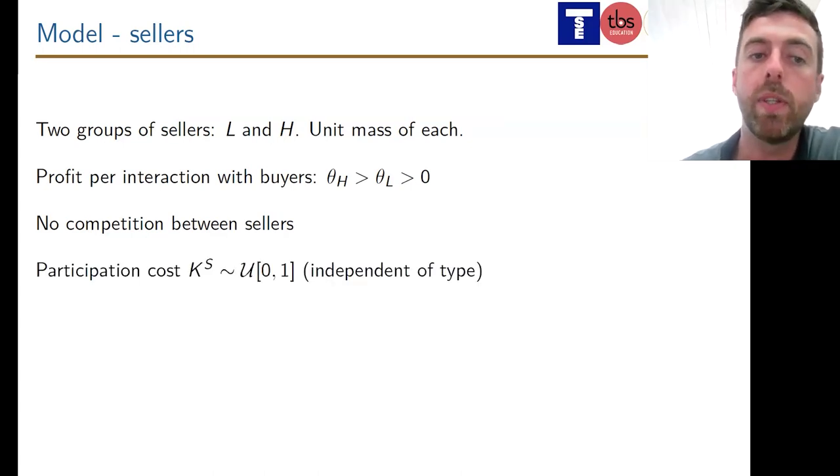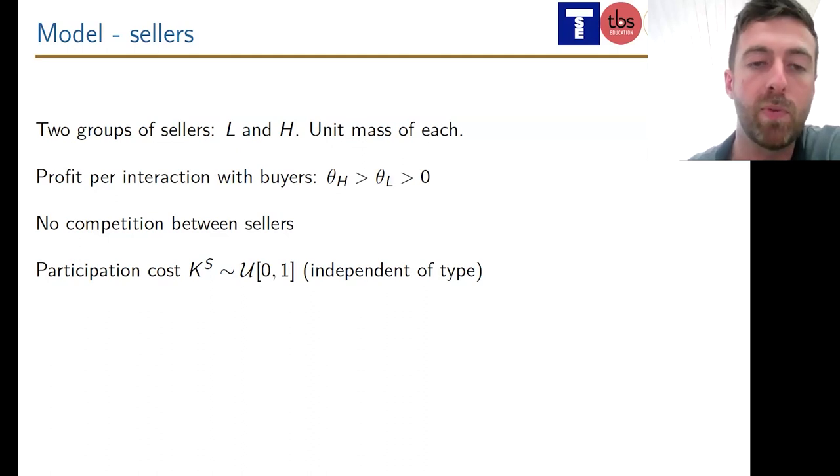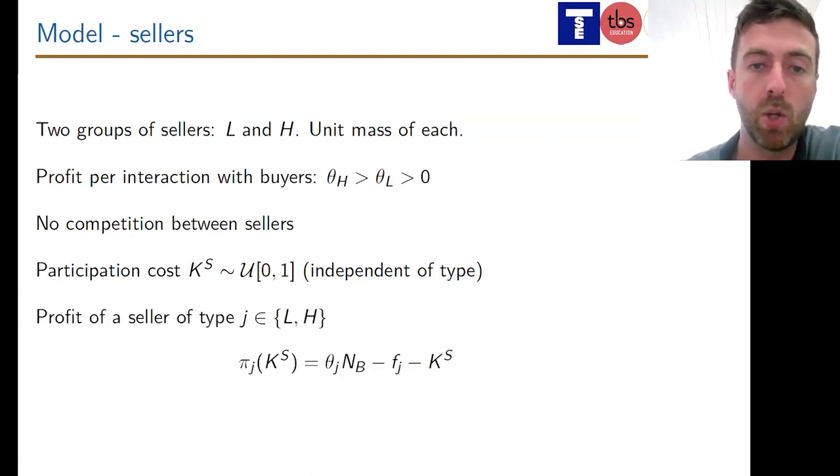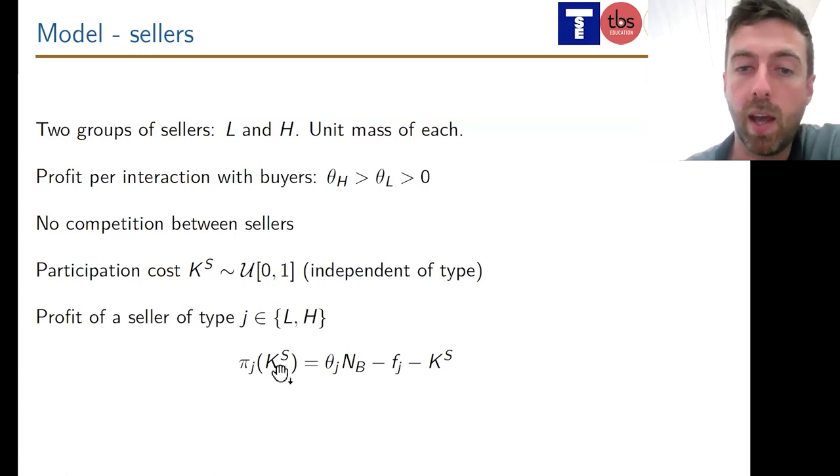Sellers are also heterogeneous with respect to their participation costs. So the cost of signing up to the platform, on top of the membership fee, is uniformly distributed on 0, 1 and independent of the type. That means that the profit of a seller of type J is going to be theta J times the number of buyers, minus the fee that this type has to pay to the platform, minus the participation cost.